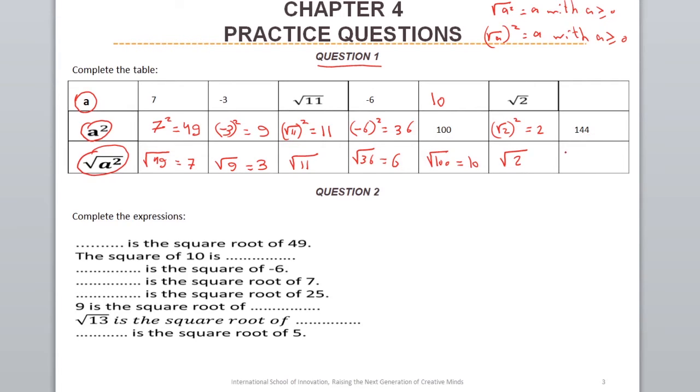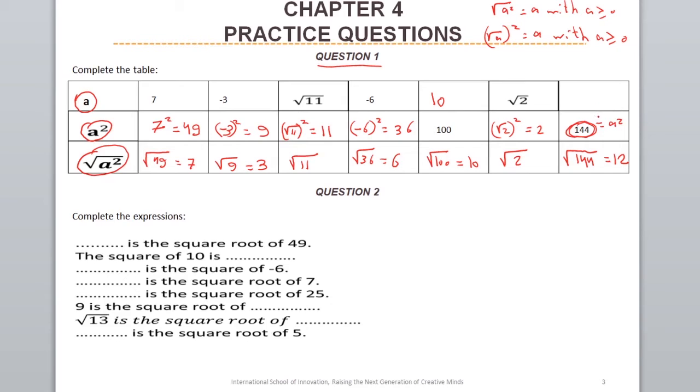144. Okay, this is a square. Here I want to write radical a squared, meaning radical this. So radical 144 is equal to 12. 144 is a perfect square. Its square root is 12. This is 144, so what's the value of a? This is a squared.